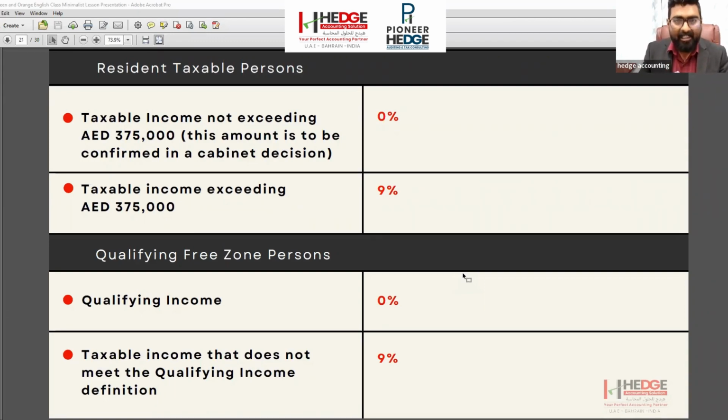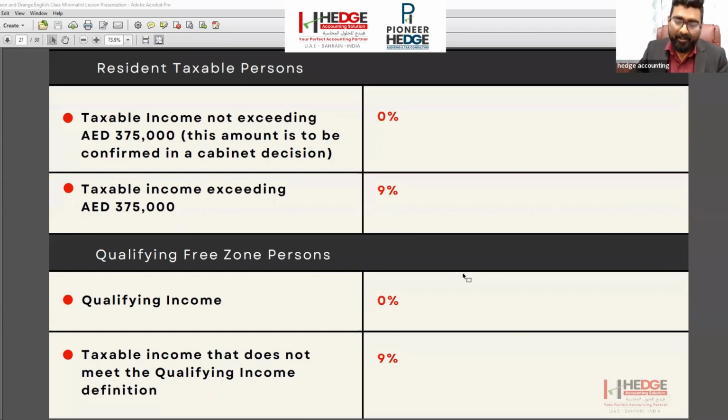I'll again say how the tax rate is calculated. It is clearly stated as 9% in the corporate tax law. For the first 375,000, the tax rate will be 0%. Whatever comes above this 375,000 will be taxable at 9%, like a slab rate. That will be applicable to the resident taxable persons.